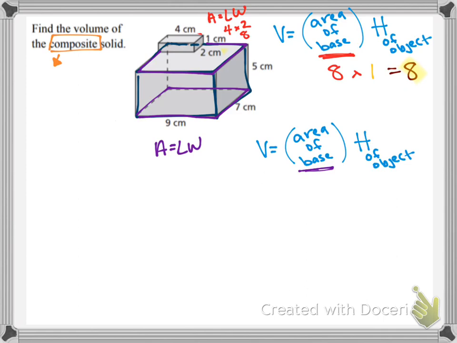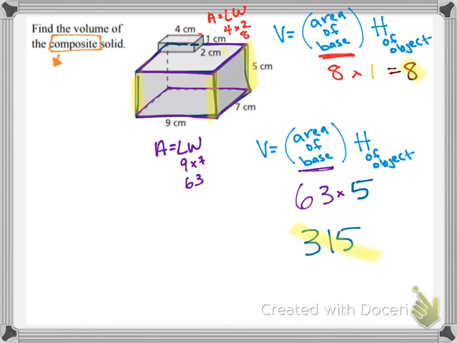So length times width, 9 by 7. 9 times 7 is 63. And then the height of the entire object is what pushes the two bases apart. So that would be a 5. So times 5, we get 315.